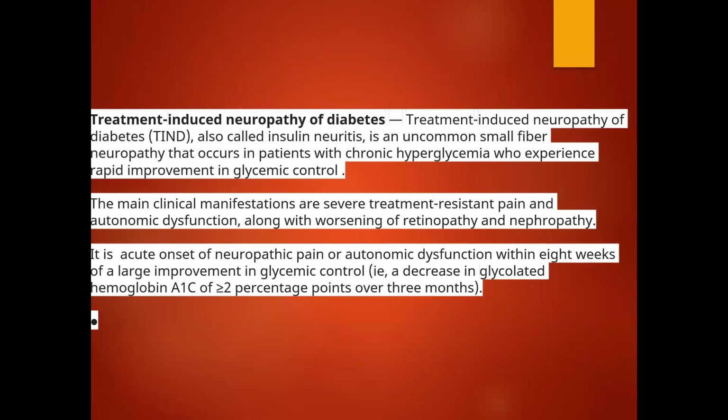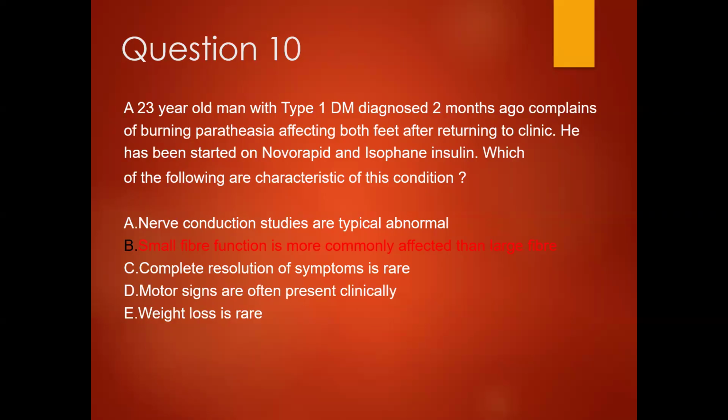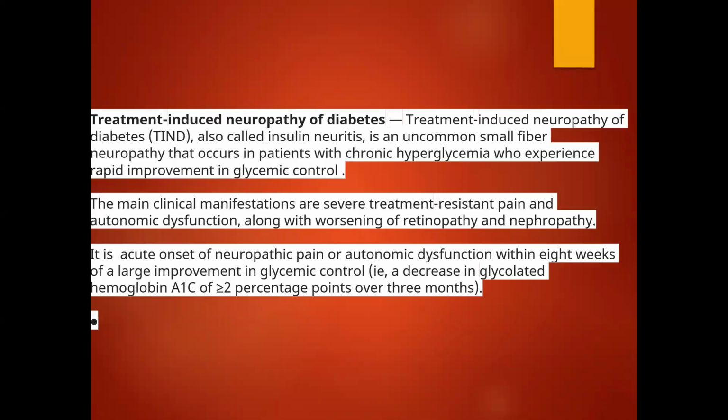Insulin neuritis, also called treatment-induced neuropathy of diabetes, is an uncommon small fiber neuropathy that occurs in patients with chronic hyperglycemia who experience a rapid improvement in their glycemic control, as had this patient. The small fiber function is more commonly affected than large fiber is the correct answer in this one.